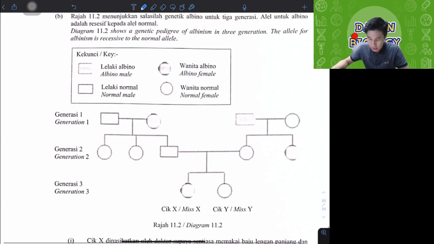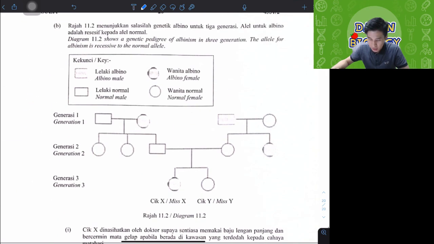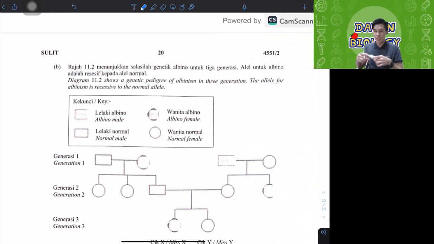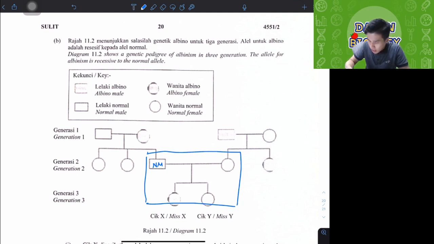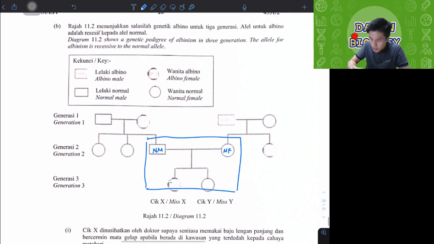Next, albino. Albino is actually a gene mutation where it causes you to inherit a faulty gene that causes your whole body to have no color. So this gene is actually recessive. Okay, so we are focusing on this one here right now. This big square here is a normal male. It's not very clear here, so just write down normal male and a normal female. But when it comes to their children, there is one albino female and another normal female here.